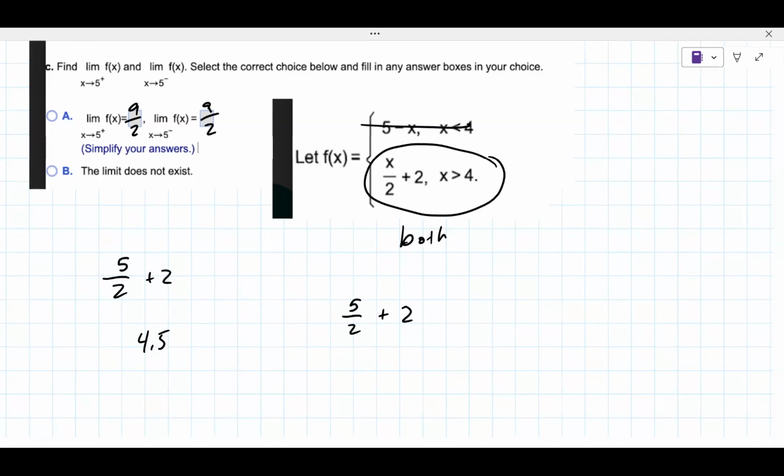The answer to part B looks like it's going to be A, because it does exist and it's 4.5 or 9 halves, whichever it says. It's cut off on my screen. It just says simplify your answer. Okay.